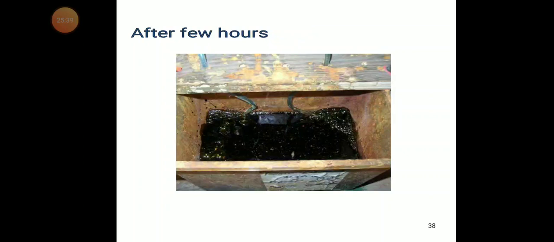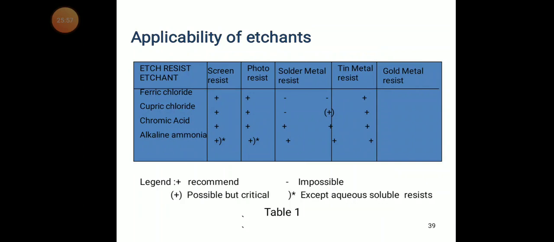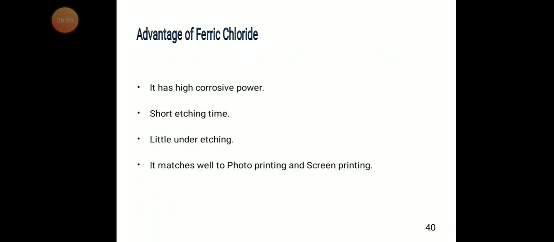After a few hours, what happens? You see here. What are the etchants we have already seen? Ferric chloride, cupric chloride, chromic acid, and alkaline ammonia we are using. We already saw this. These are the different advantages of ferric chloride. Each chloride has its own advantage.